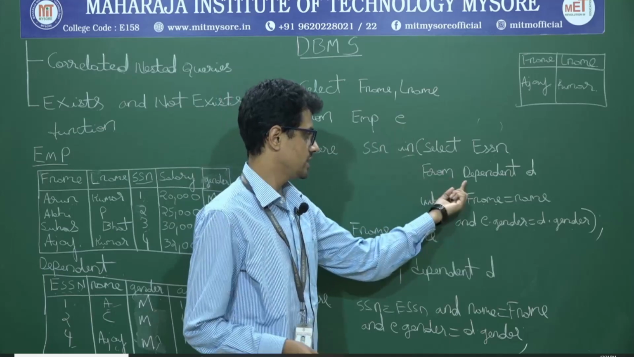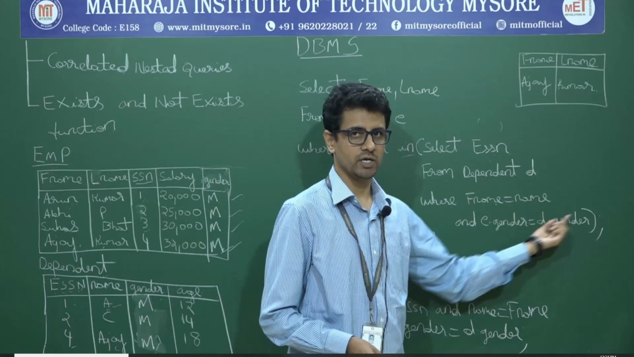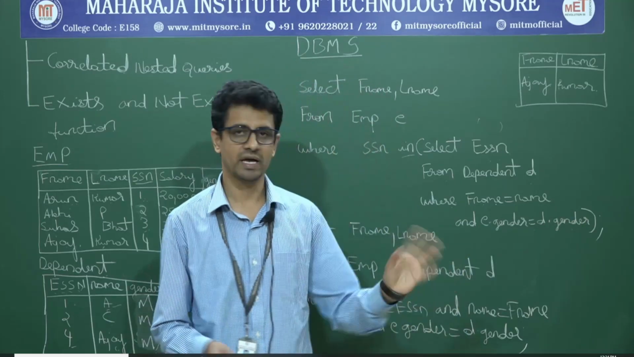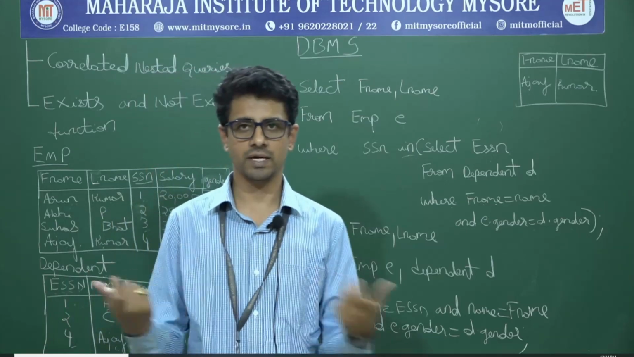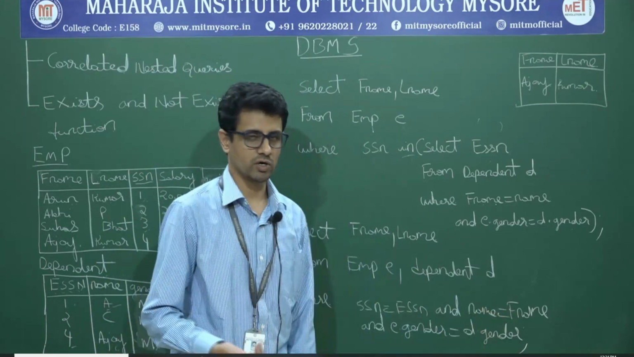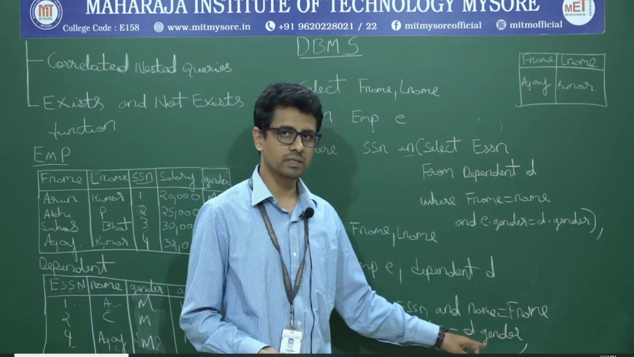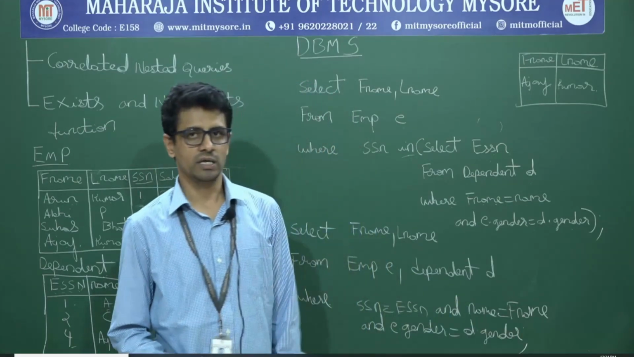Employee as E, dependent as D. So E dot gender equal to D dot gender. This way we have referred to two different tables, and attributes have been compared. If they had different representations, like name and f name, you need not. If both were name, then you would have got d dot name equal to e dot name, if they both have the same representation.